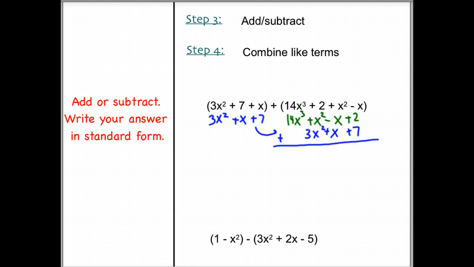We have 14x cubed plus nothing is 14x cubed. And then we have x squared plus 3x squared, which is 4x squared. And then we have minus x and plus x, which is 0, so I'm not going to write that. And then 2 plus 7 is 9. So there what we did, we don't have any like terms to combine after that, so this is our final answer.